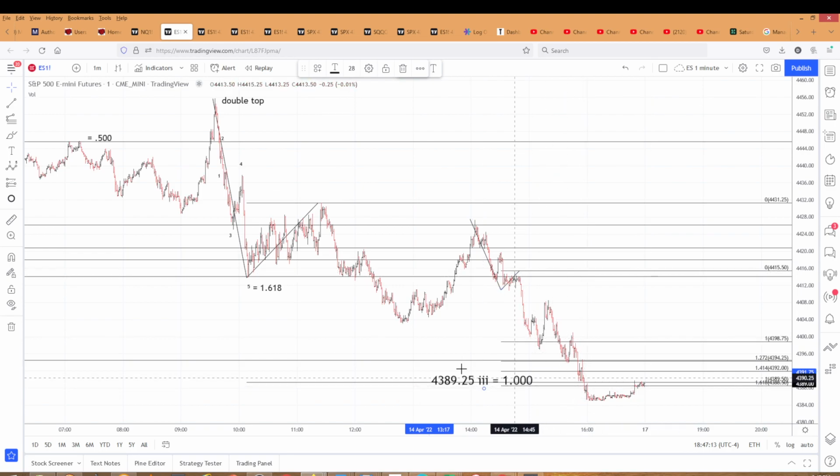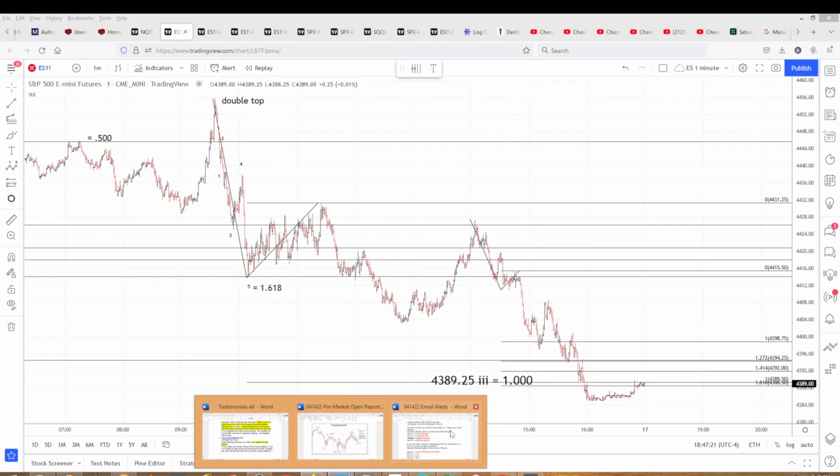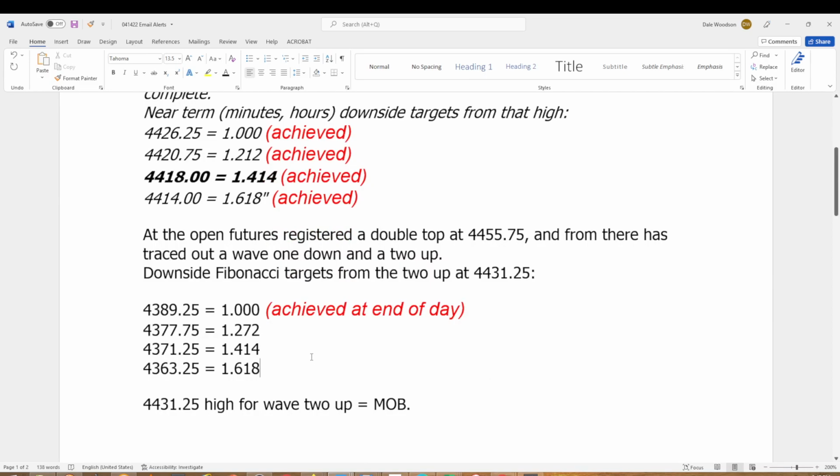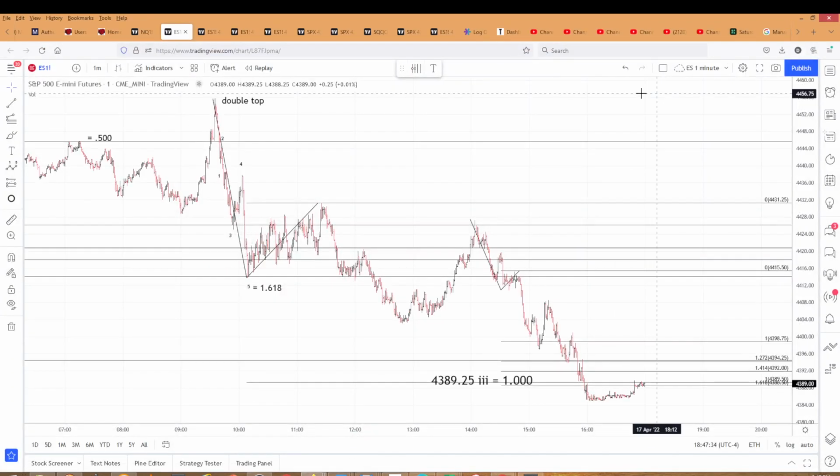Okay, so it hit our first target where 3 is equal to 1 at 1.00, and you saw the other targets were in here. Obviously, there weren't enough hours in the day to hit these targets, but it was nice that it did get the first one by the end of the day. Okay, so let's move right along here. Let's go into our bigger picture with the ES.